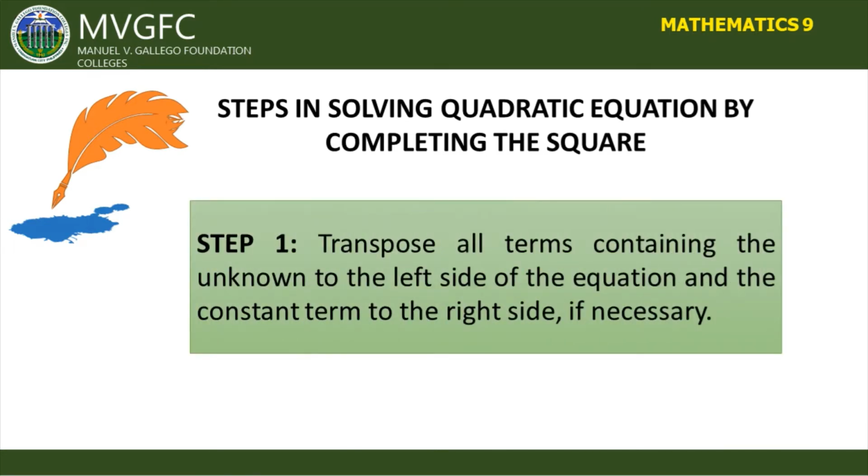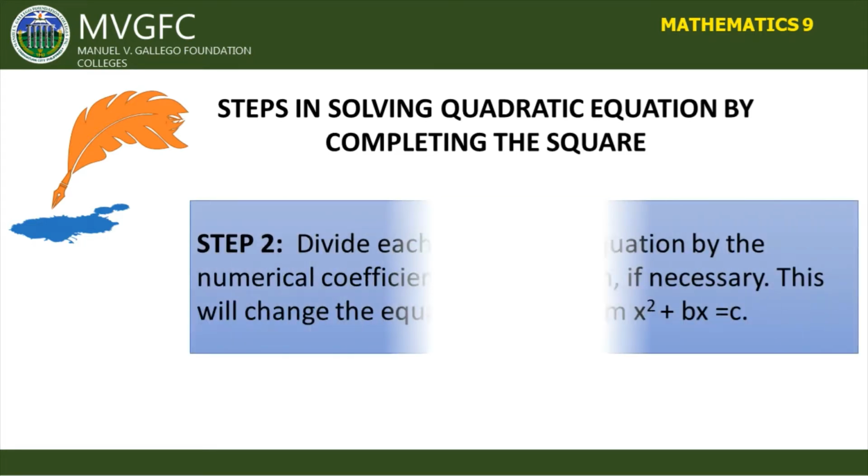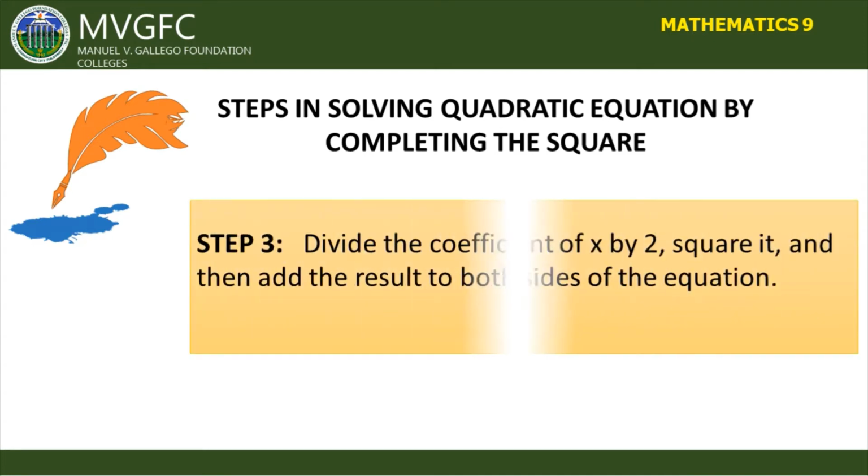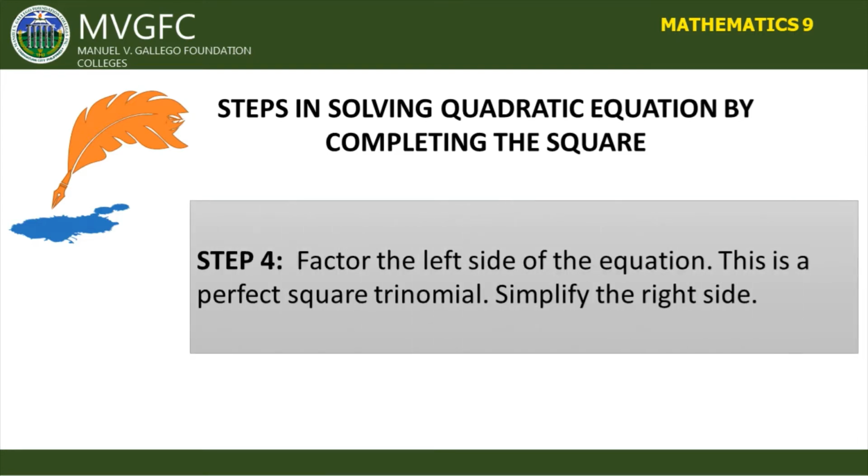The first step is to transpose all terms containing the unknown to the left side of the equation and the constant term to the right side, only if necessary. The second step is to divide each term of the equation by the numerical coefficient of the x squared term, again only if necessary. This will change the equation to the form x squared plus bx is equal to c. For step number 3, we need to divide the coefficient of x by 2, square it, then add the result to both sides of the equation.